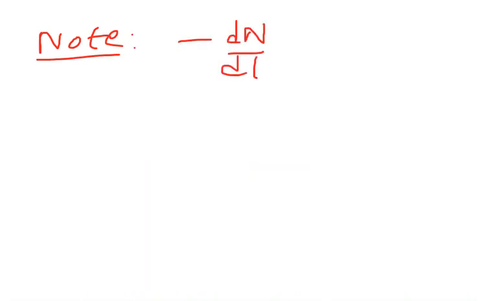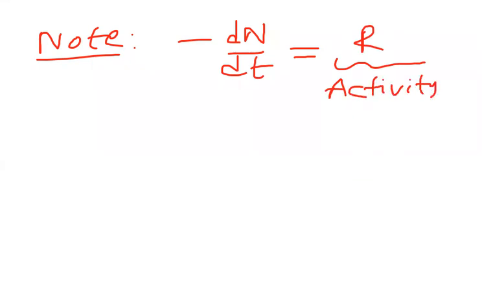Next, one important point here. This minus dN by dt, they are also calling it activity. Activity, they denote with simply R. In some books, they denote it with capital A. Generally, R or capital A, you will be finding in exams. So minus dN by dt, I can write as R.